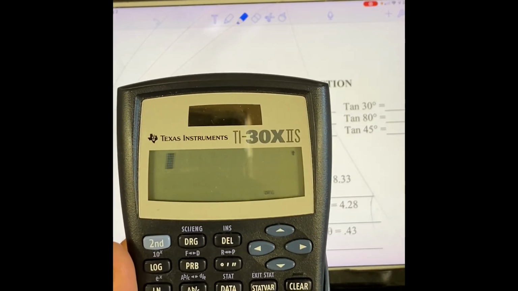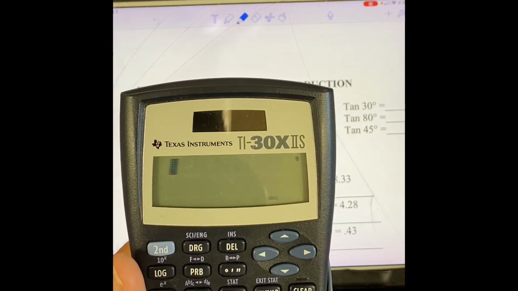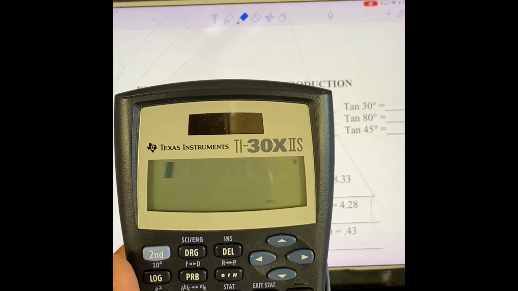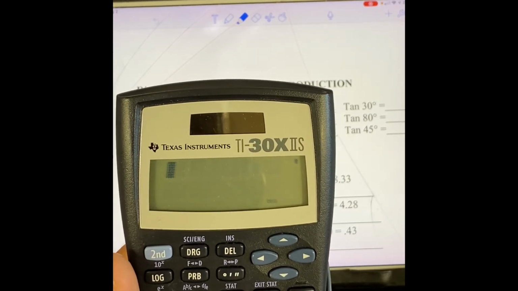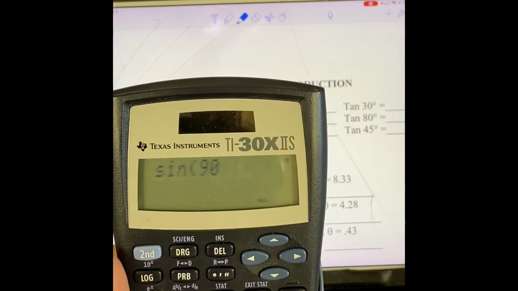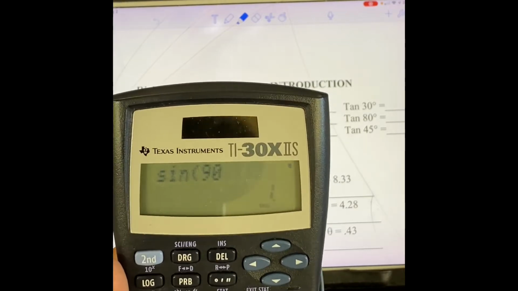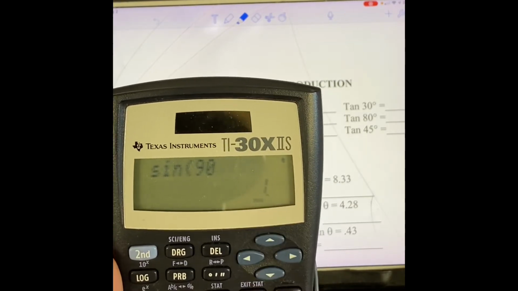This, by the way, is an example of what I call a forward calculator. Forward calculators are ones where you press the functions and then the numbers. So in a forward calculator, we would take the sine of, let's say, for instance, 90 degrees. Here's the test we're going to perform. If we take the sine of 90 degrees and we get 1, we are in degree mode and we are ready to roll.